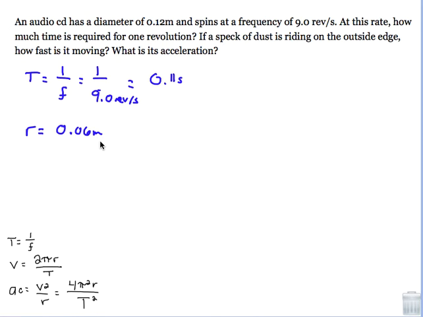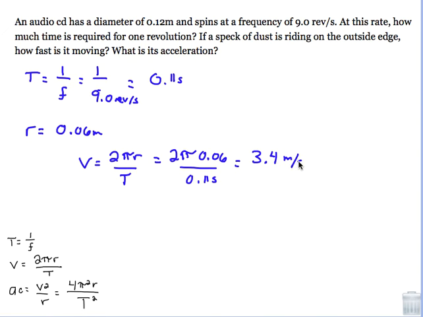So now we can solve for the velocity of this. We're going to use 2 pi r over our period, and we have 2 pi times the radius over our 0.11 seconds. And the speed of this speck of dust that's riding on the edge of this circle is 3.4 meters per second.